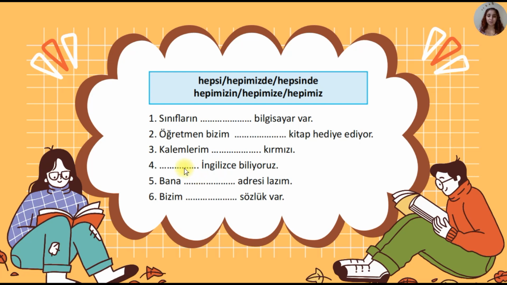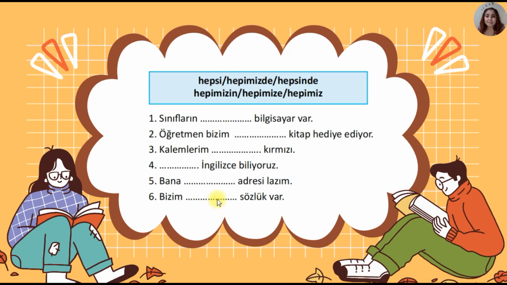Hepimiz, all of us, İngilizce biliyoruz. We speak English. Bana hepimizin adresi lazım. And we don't know what lazım is. It is need. And the sentence says, I need all of our addresses. Hepimizin adresi lazım. Bana hepimizin adresi lazım. I need all of our addresses.